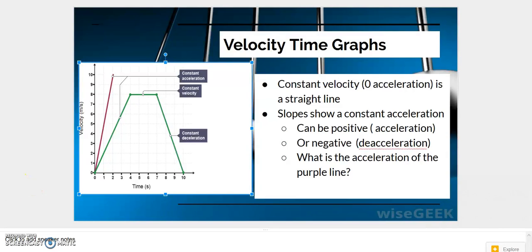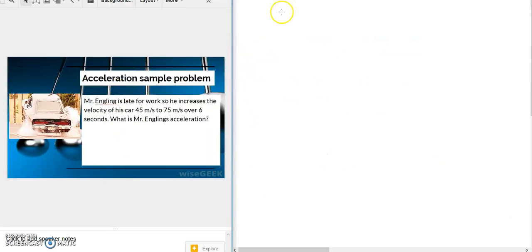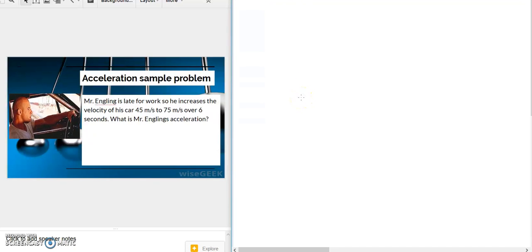Alright, so those are all your notes for the quiz. It's not a lot. But what I'm going to do here is do some of these problems again for you all, just so you can see the problems being done. So this is an acceleration problem that we started talking about in class. Mr. Engling is late for work, so he increases the velocity of his car from 45 meters a second to 75 meters a second over 6 seconds.